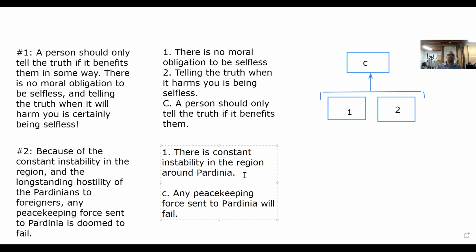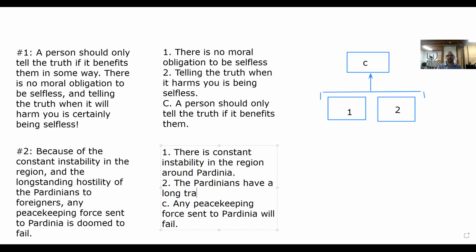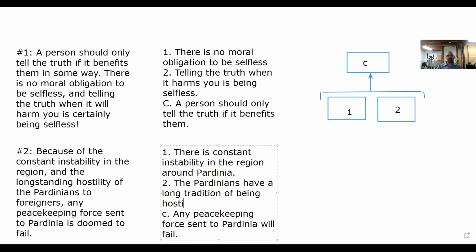Similarly, you can do the same thing with the second premise, the long-standing hostility of the Pardinians to foreigners. Again, let's just make that a sentence. The Pardinians have a long tradition of being hostile to outside foreigners, maybe. Again, there are different ways you could reword it. Our standardizations don't all have to look the same, but they all do have to be expressing the same basic claims. So then, same idea. Let's now turn to our diagramming.